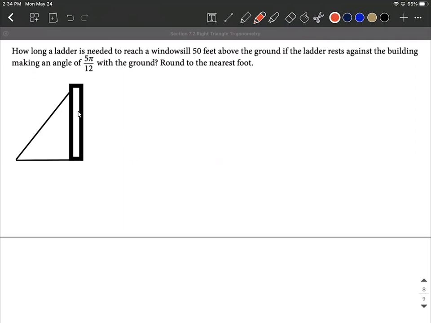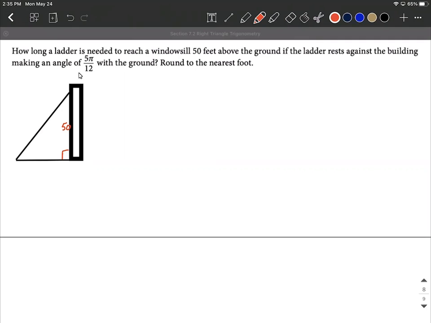We have a building, obviously. And then what happens is we are going to assume this is a right triangle so that we can use SohCahToa and all of our trigonometric ratios. Okay, so the information as we label this: the windowsill is up here. It's 50 feet from the ground. So I'm going to label 50 on this side.